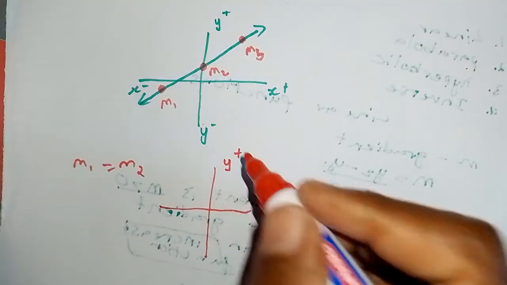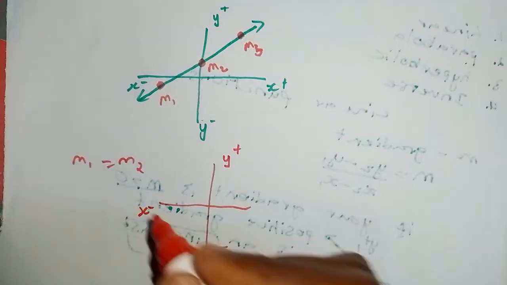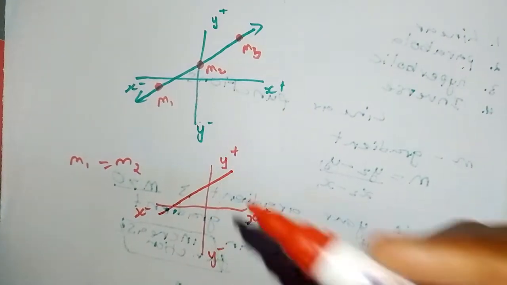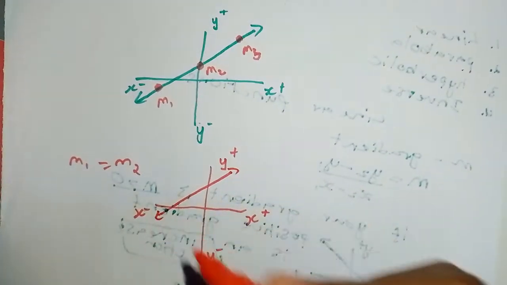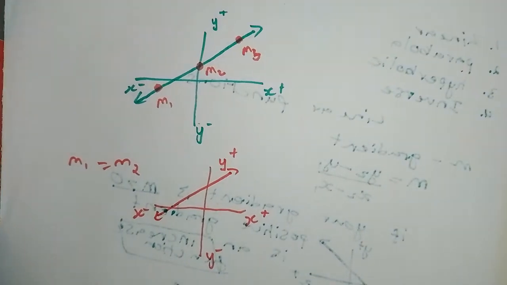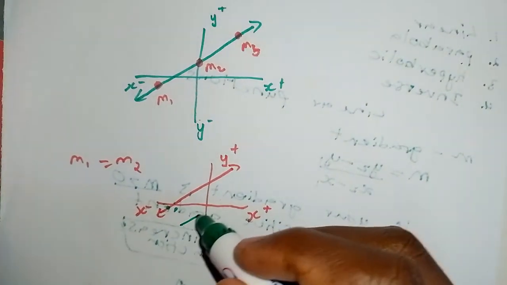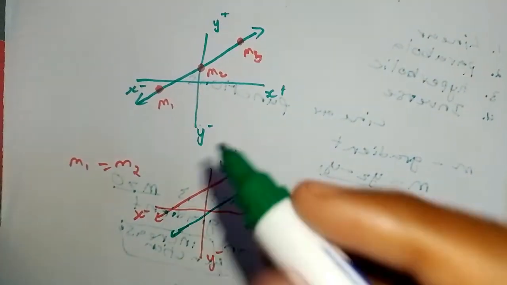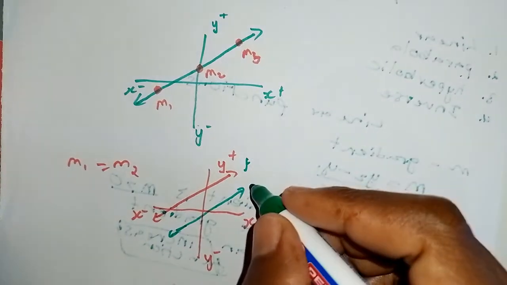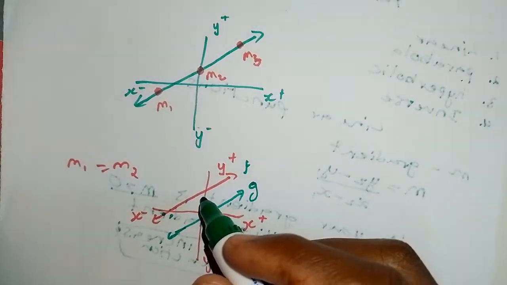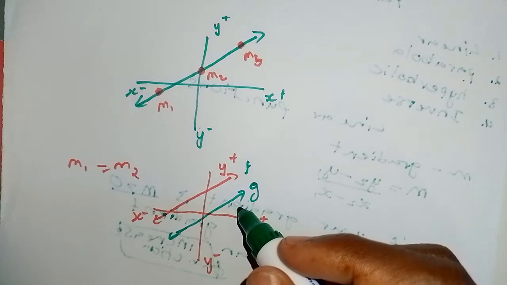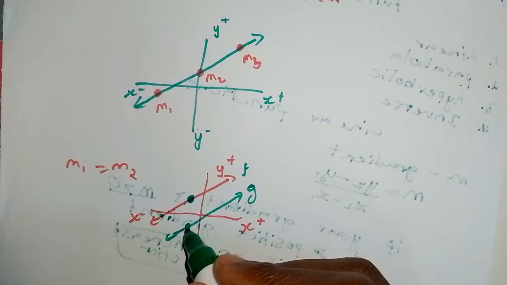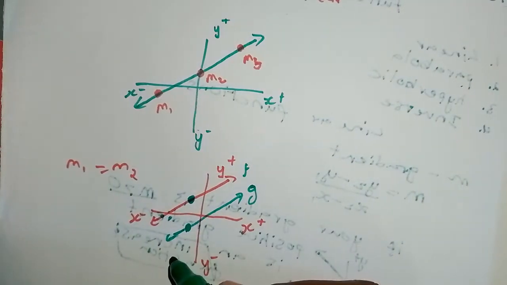This is my y positive, y negative, x positive, right? I have two graphs. This is my first graph. This graph is parallel to this graph, right? These two graphs are parallel. Let me say this is my f graph, this is my g, right? Graph of f is parallel to graph of g. Then I have a gradient here. I have the gradient of f, I need the gradient of g.